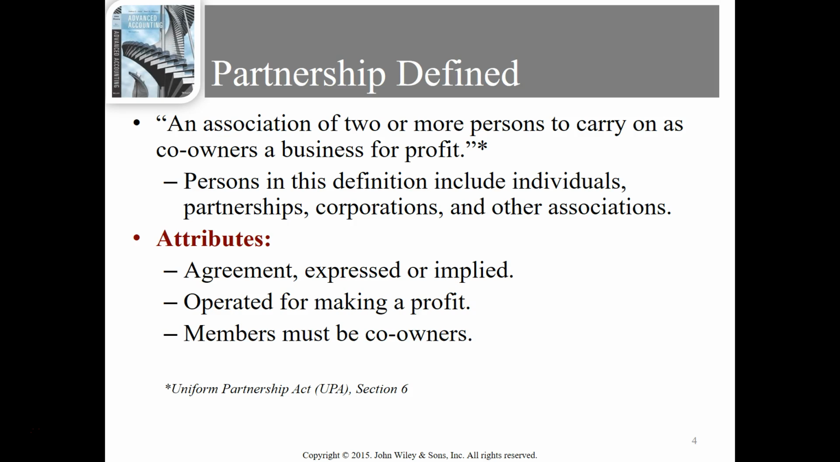What are some other attributes? There's usually an agreement in articles of co-partnership. And those articles of co-partnership are very explicit with regards to an agreement, who is going to be making a profit, and how they make said profit. And usually the members are all co-owners.